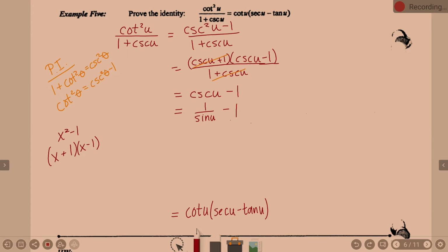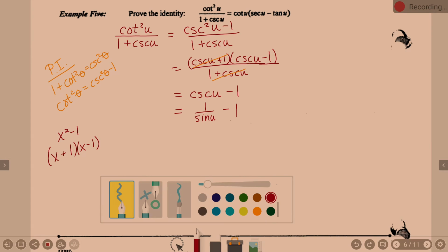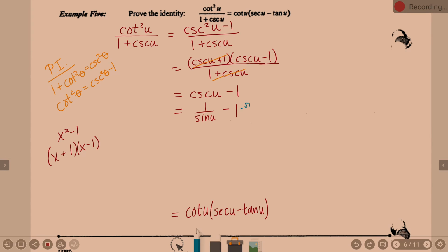In an attempt to get some more pieces in here, I looked for a common denominator so I could put these together as one fraction. What would the common denominator be? It would be sine, yes? So what is 1 with a common denominator of sine? 1 is going to be sine over sine, right? Because if you multiply 1 by sine over sine, it's still 1.